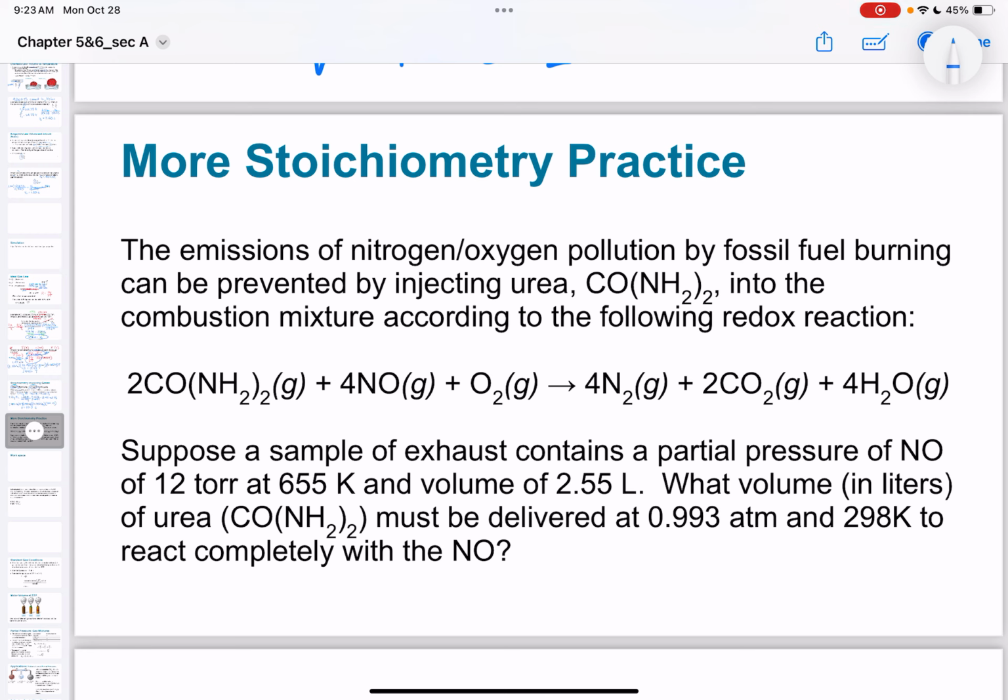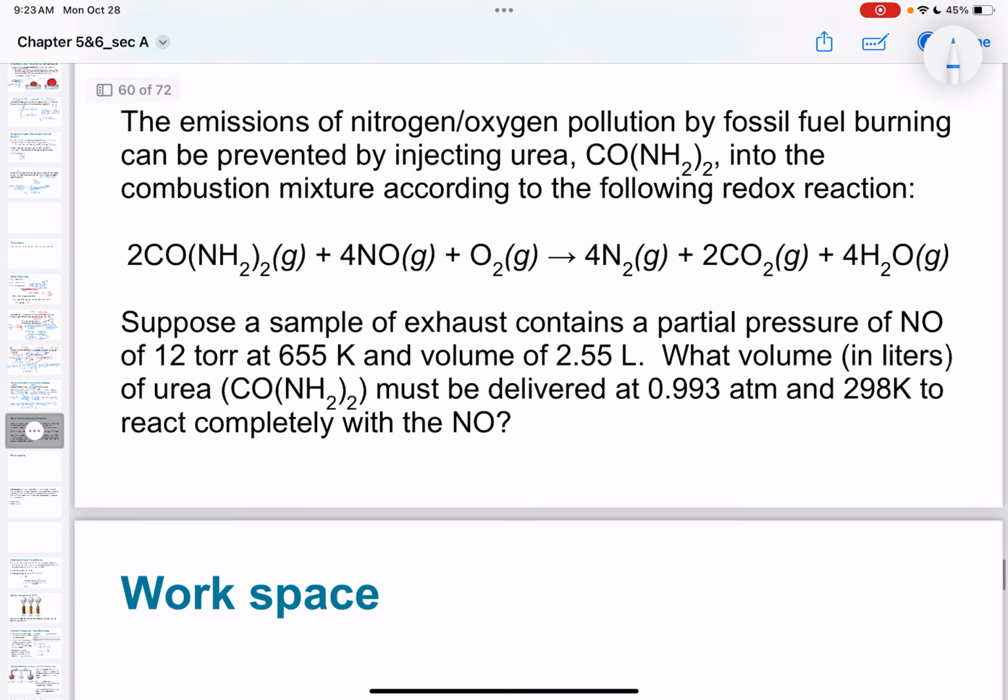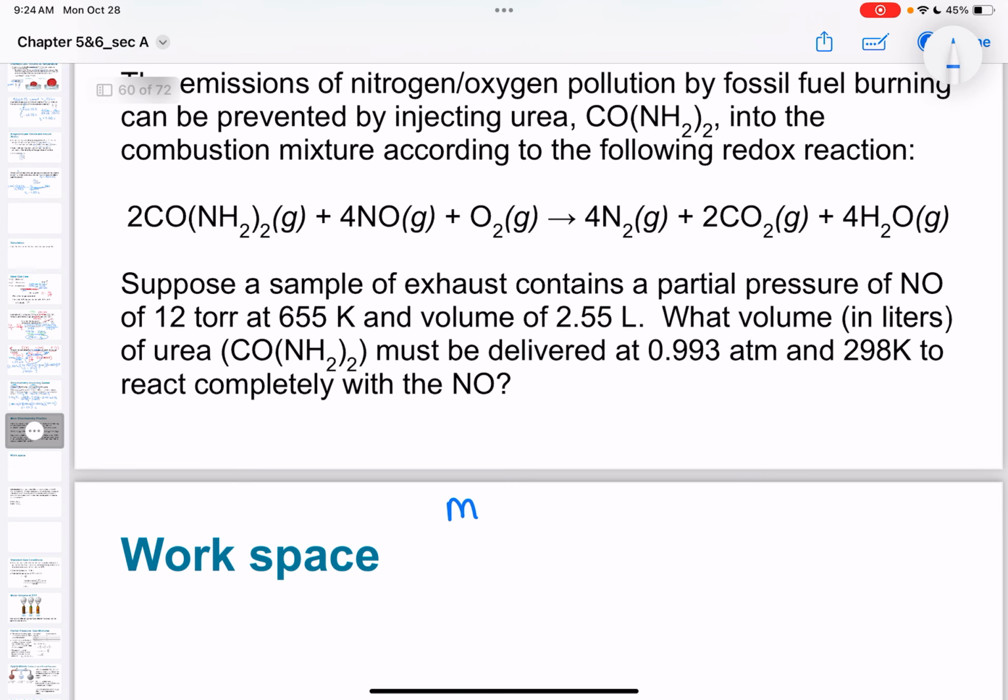Okay. So this looks like a pretty complicated question, but we just basically need to isolate, the same thing we've always done, that we're going to have a mole to mole conversion in the middle. And the reason I know that is because first I have a balanced chemical equation, so that's a good hint. And then also it's giving me information about NO and about this compound urea, CONH2. So we're talking about two different chemicals, and anytime we have two different chemicals, we're going to be doing that mole to mole conversion.